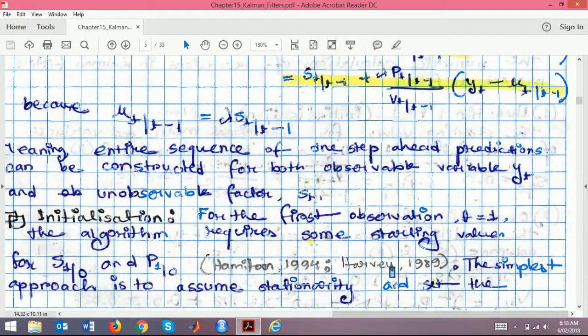And so we have s11. Now we can do s21. s2 given 1 equals phi s11, and we can also do p21. p21 becomes what?